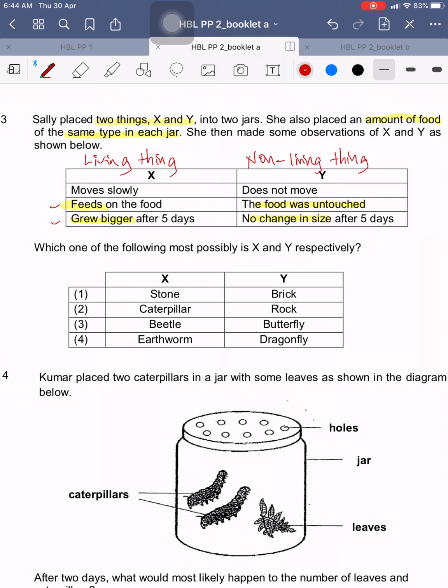So which one of the following most possibly is X and Y respectively? So X is a living thing, a caterpillar. Y is a non-living thing, and it is a rock. So option 2 will be correct. Now if you look at the other options, there is no other options that tell us X is a living thing and Y is a non-living thing. Alright, so answer is 2.